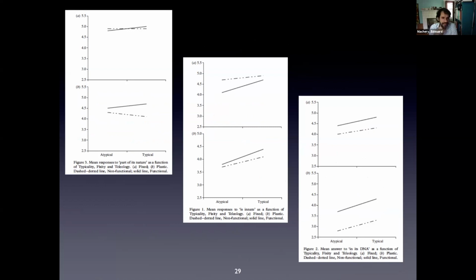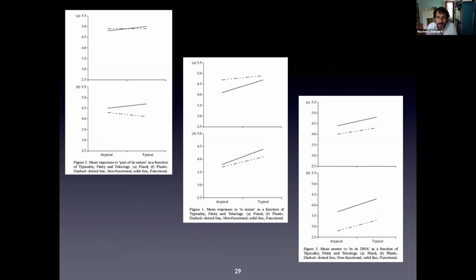And as you can see here on the screen, part of its nature didn't really work. We mostly got noise from that study, suggesting that the expression, the nature of a species, is not a colloquial expression in modern English. People don't really know what it means.